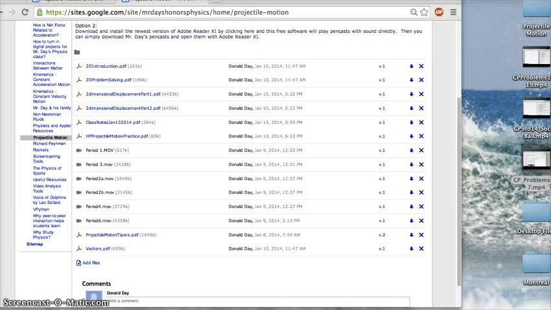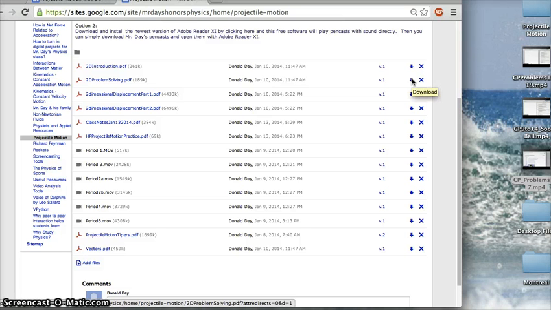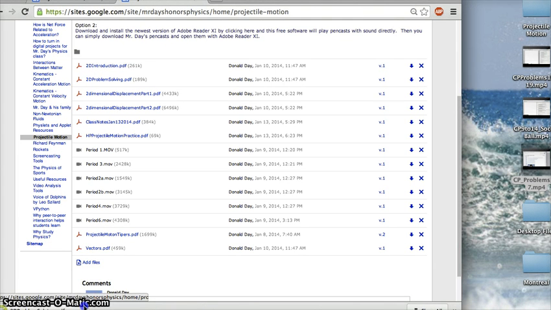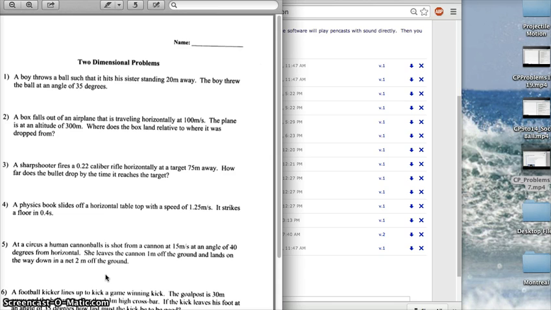All right, so I wanted to show you how to do a few of the problems if you are getting stuck. So I'm going to download the 2D problem solving worksheet. This is the one I like the most. I think it's the most interesting. So it should be downloaded, and I'll open it over here.